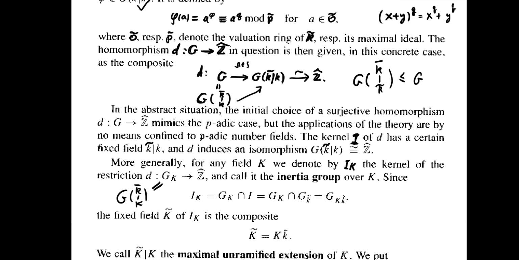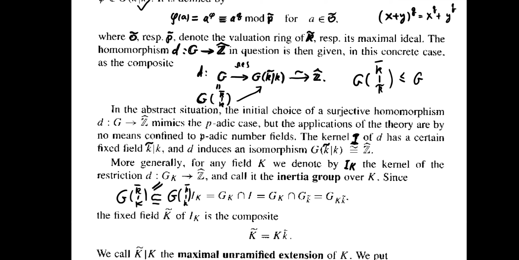And what's the relation of G_K and G? It is a contained subgroup of G. When you have to fix less, you are bigger. When you have to fix more, you are smaller. Okay, this is a subgroup.